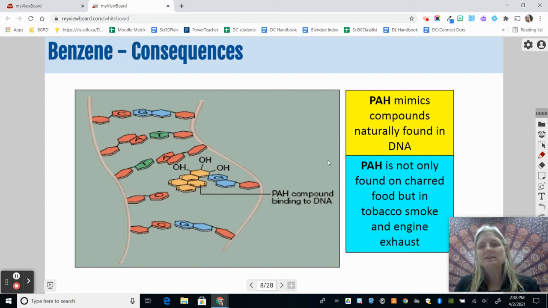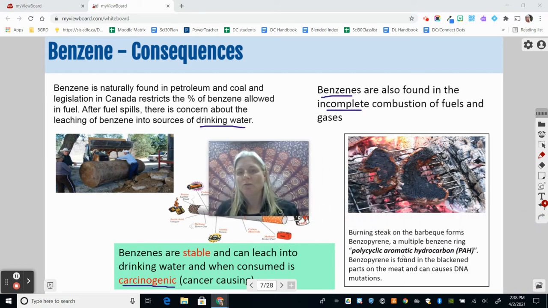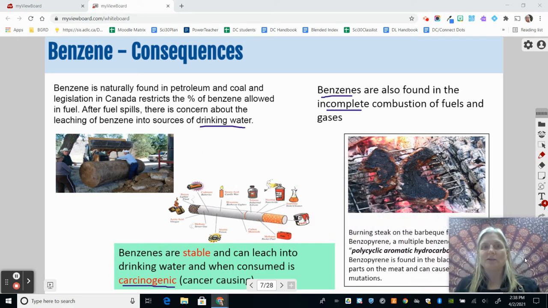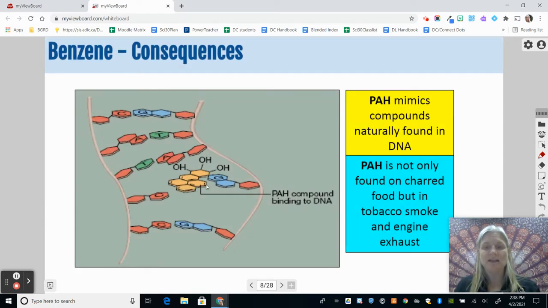So these benzene rings, or PAHs, the polycyclic aromatic hydrocarbons. Basically poly means many, cyclic means circle, aromatic is those benzene rings, and hydrocarbons. So PAHs is what we're referring to for these compounds that have lots of different benzene rings, and they can mimic parts of the DNA and cause mutations in our DNA. Okay.